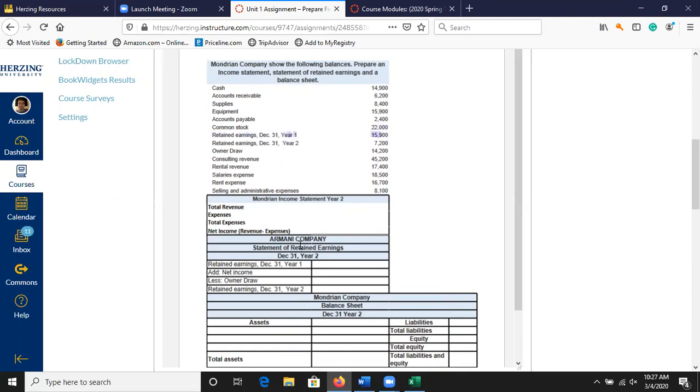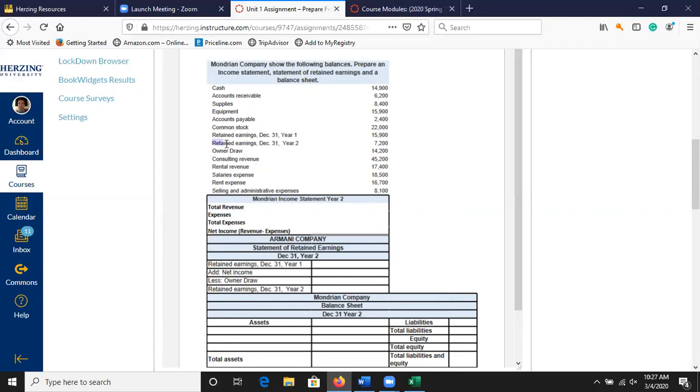So 15,900. You would add your net income if you had a net income up here. If you had a net loss, you would subtract the net loss, okay? For this one, you're going to take the beginning capital, the beginning retained earnings, add a net income, then subtract any owner's drawings. So you see there were owner's drawings here. You would subtract that. So when you take your beginning retained earnings, add net income, subtract owner's drawings, this equals retained earnings December 31st, year 2.